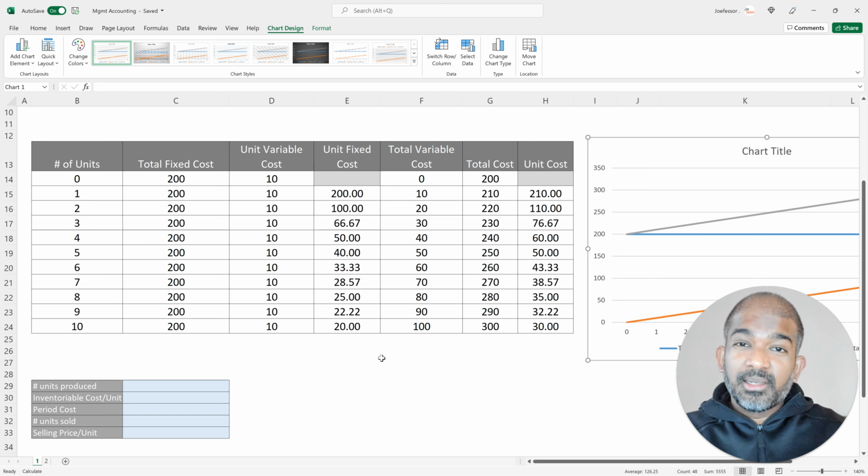But as we discussed earlier, fixed costs remain fixed only within a relevant range. If you want to produce at a level outside of this relevant range, then you might have to consider adding more fixed costs to your production process.